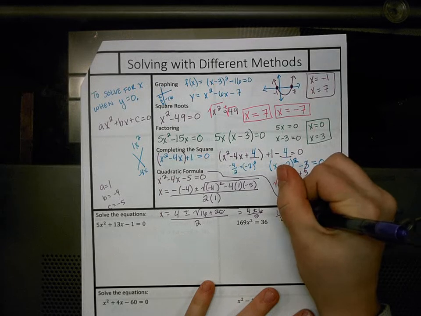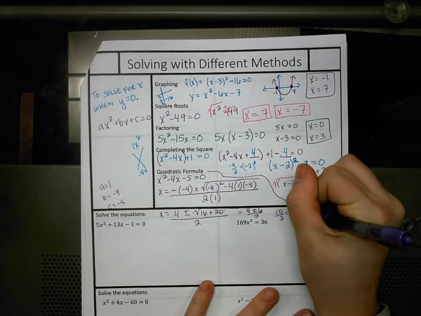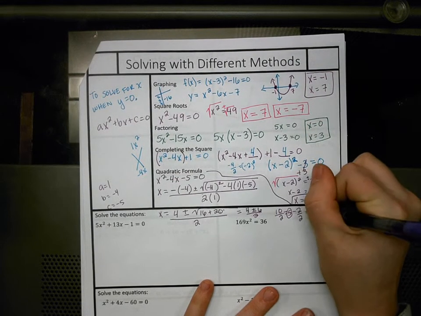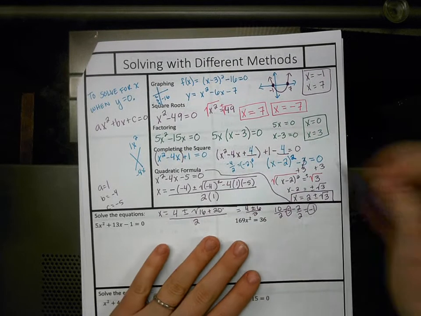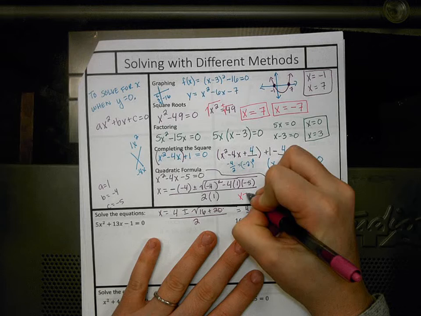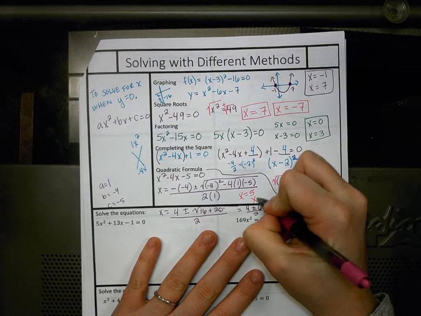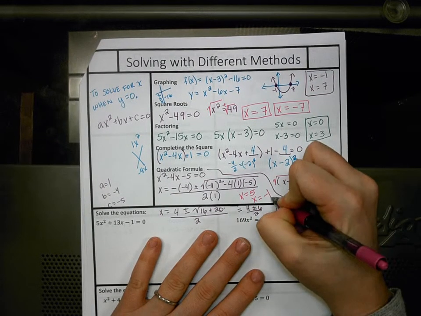So what is 10 divided by 2? Well, that's 5. And negative 2 divided by 2 is negative 1. So my two x-intercepts for this problem right here were x equals 5 and x equals negative 1.